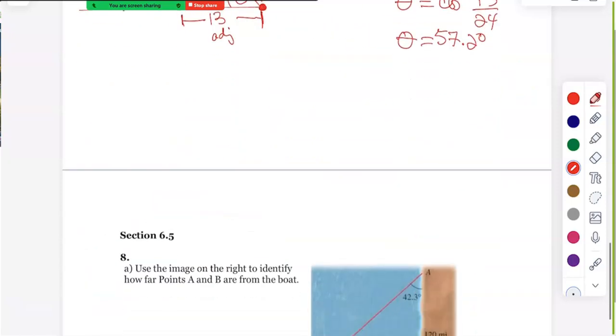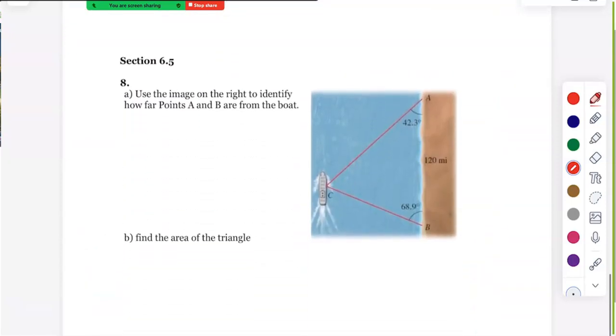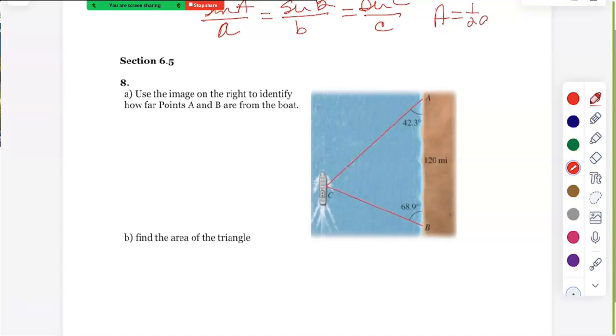Now we're going to enter the world of oblique triangles. So things that we need for this page is going to be sine of A over little a, equals sine of angle B over B, equals sine of angle C over C. And if we are asked to do area, we have to do 1/2 ab sine C. All right. Here is our picture.